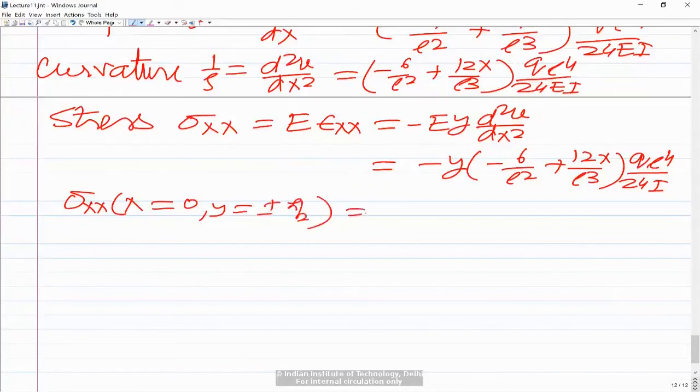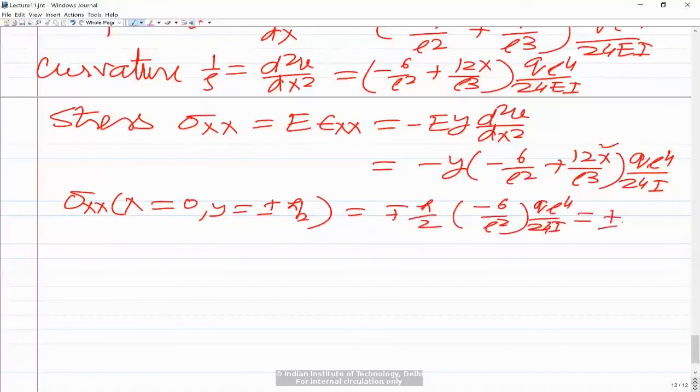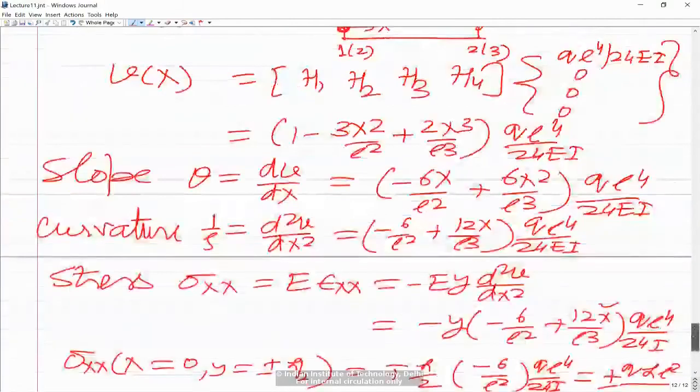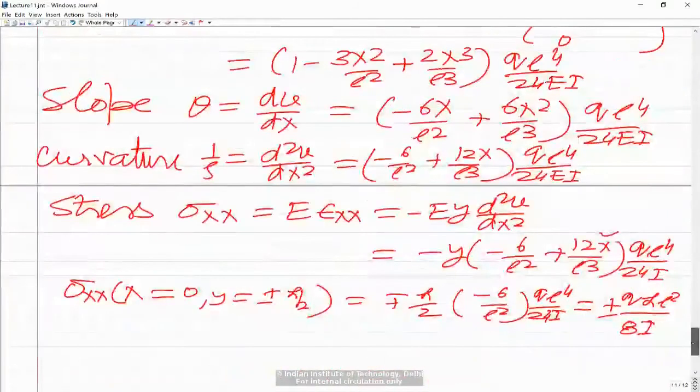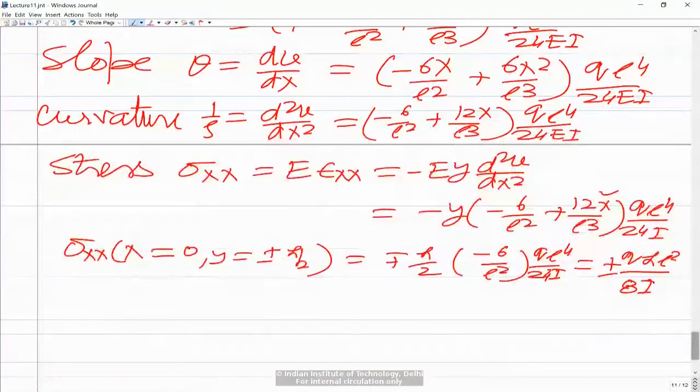So this would be equal to, if you put the values again, because one minus sign is already there, we get minus plus h by 2. And now in this expression, if you put capital X equal to 0, we get here minus 6 by L square into QL power 4 upon 24 I. So this will become plus or minus QHL square upon 8I. Now, this result is the same as what we have got over here. For this case, it turns out like this. In general, the stress will not always come out to be continuous across the elements. It's only that this element is C1 continuous, because V and dV by dx are continuous along the elements.